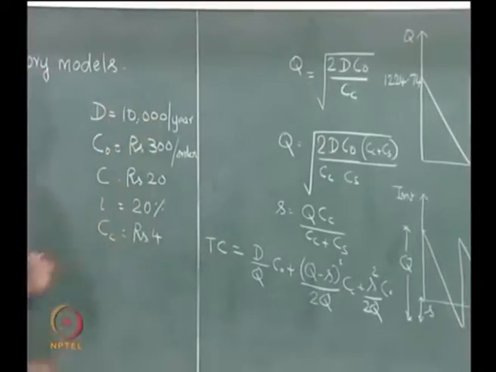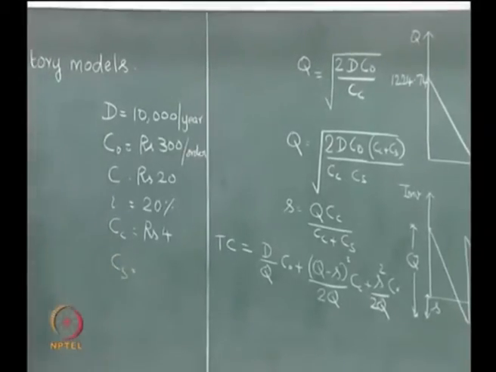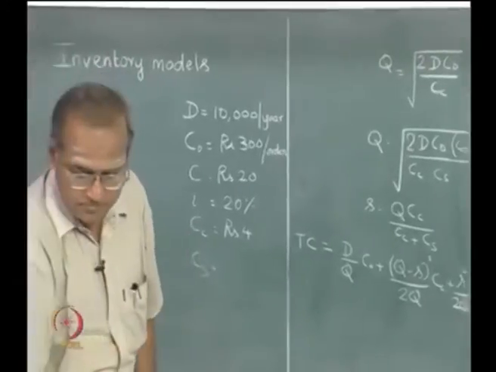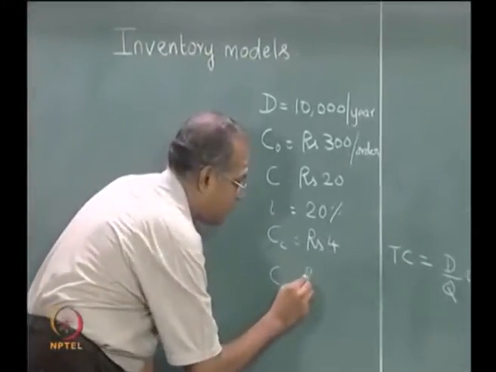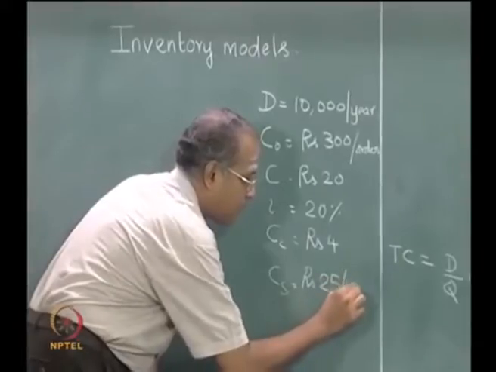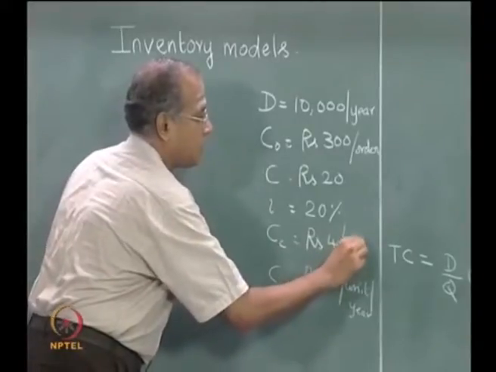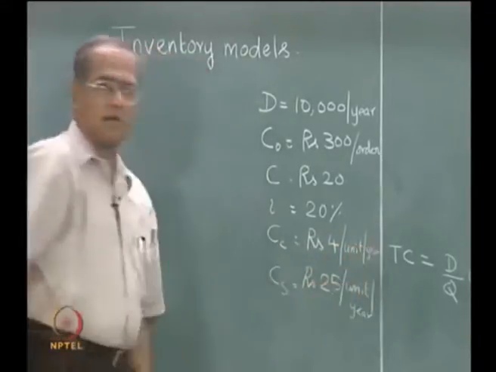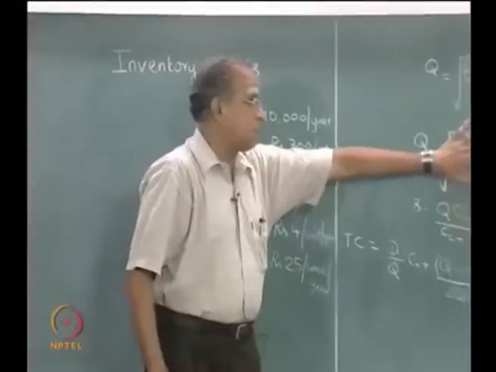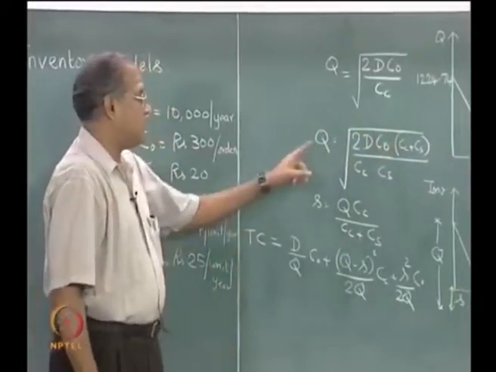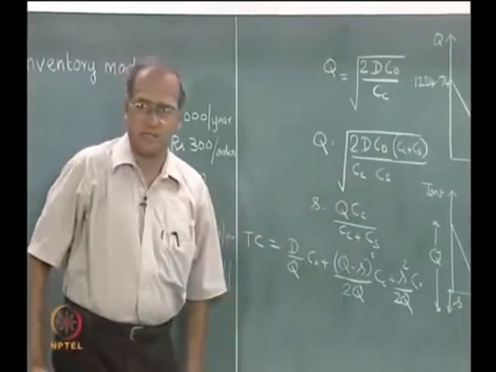Now we use the same data and we also introduce a C S, which is a shortage cost, and we use shortage cost of rupees 25 per unit per year. C C is 4 per unit per year. So we now compute these values. So we apply this formula to compute the economic order quantity. So Q is equal to root over 2 D C naught into C C plus C S by C C C S.